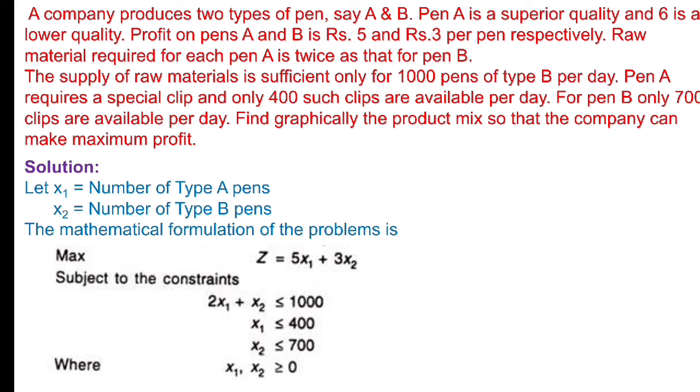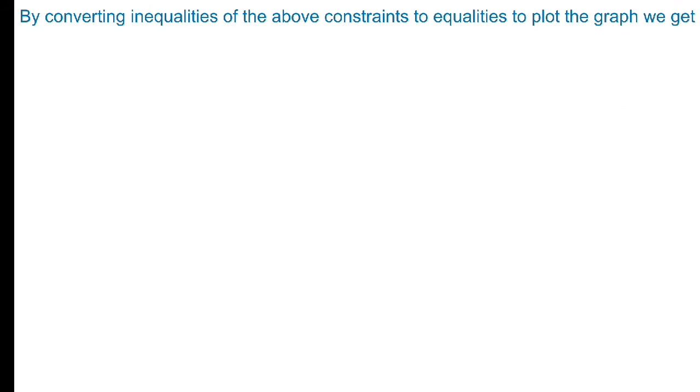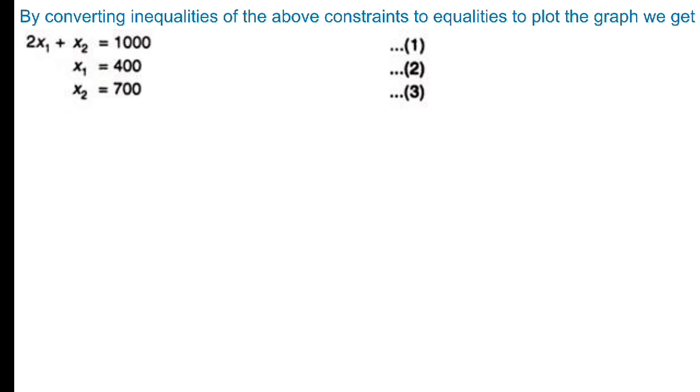Now, the first constraint will be considered. The given constraints will be written in equation form. Only the first one needs to be worked out; for the second and third, the values are obtained directly. First constraint: put x1 equal to 0, x2 equal to 1000. Second: put x2 equal to 0, we get x1 equal to 500. So the first point is 0 comma 1000 and the second point is 500 comma 0.